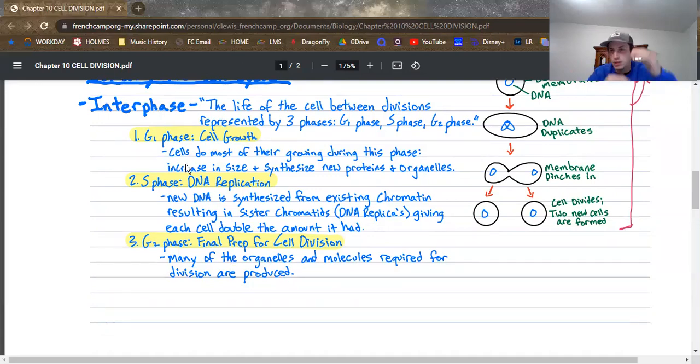But that is interphase. It's the longest. We probably didn't take that long to cover going through it. I mean, most of the things that we study when we look at the cell are going to happen during this G1 phase.